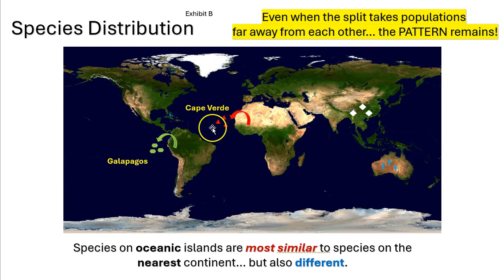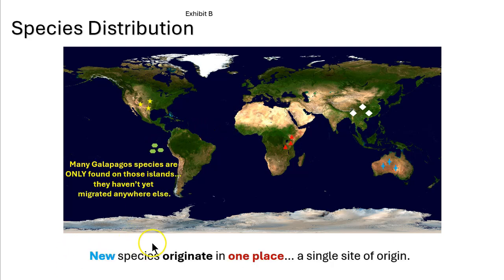Why are oceanic species most similar to the nearest continental species? Because it was the continental species that were the ancestors of the oceanic species. But why were the oceanic species different from the continental species? Because the migration to the islands led to the evolution of new adaptations. The island environment was different from the continental environment, and so natural selection favored different sets of adaptations to meet the demands of island life. And finally, Darwin argued that new species originate in one place, a single site of origin.